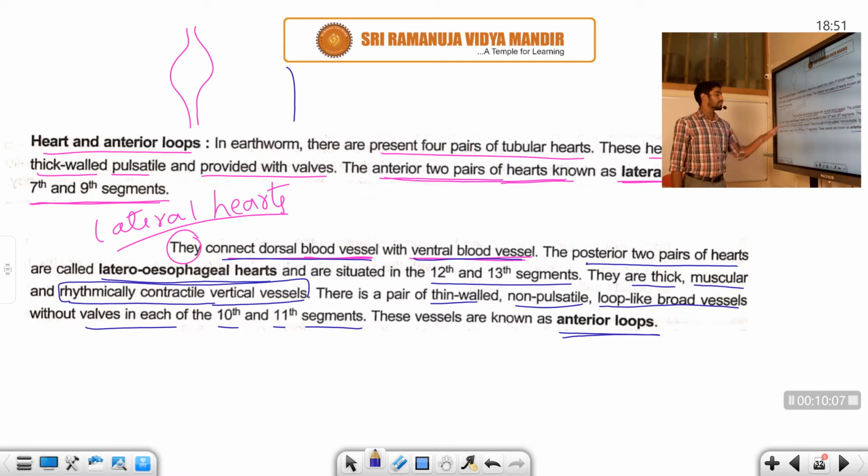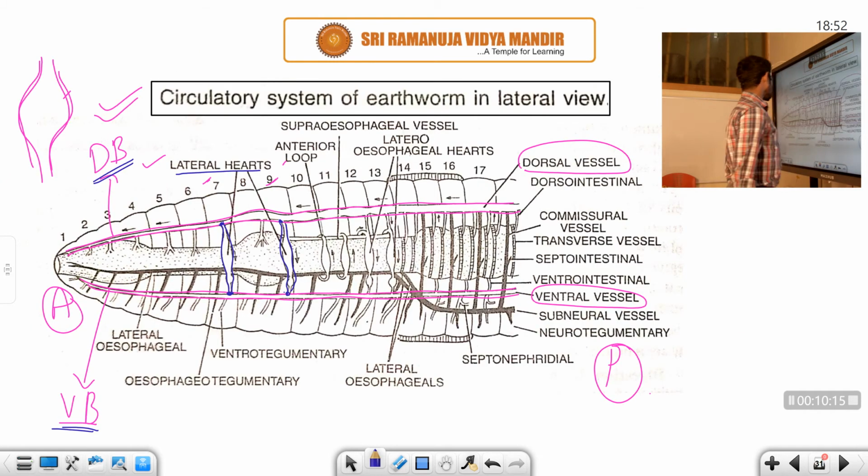Lateroesophageal hearts. Where is the location? The 12th and the 13th segments. Why do we call them lateroesophageal? You can see here now. Carefully observe, students. We already discussed the esophageal heart.